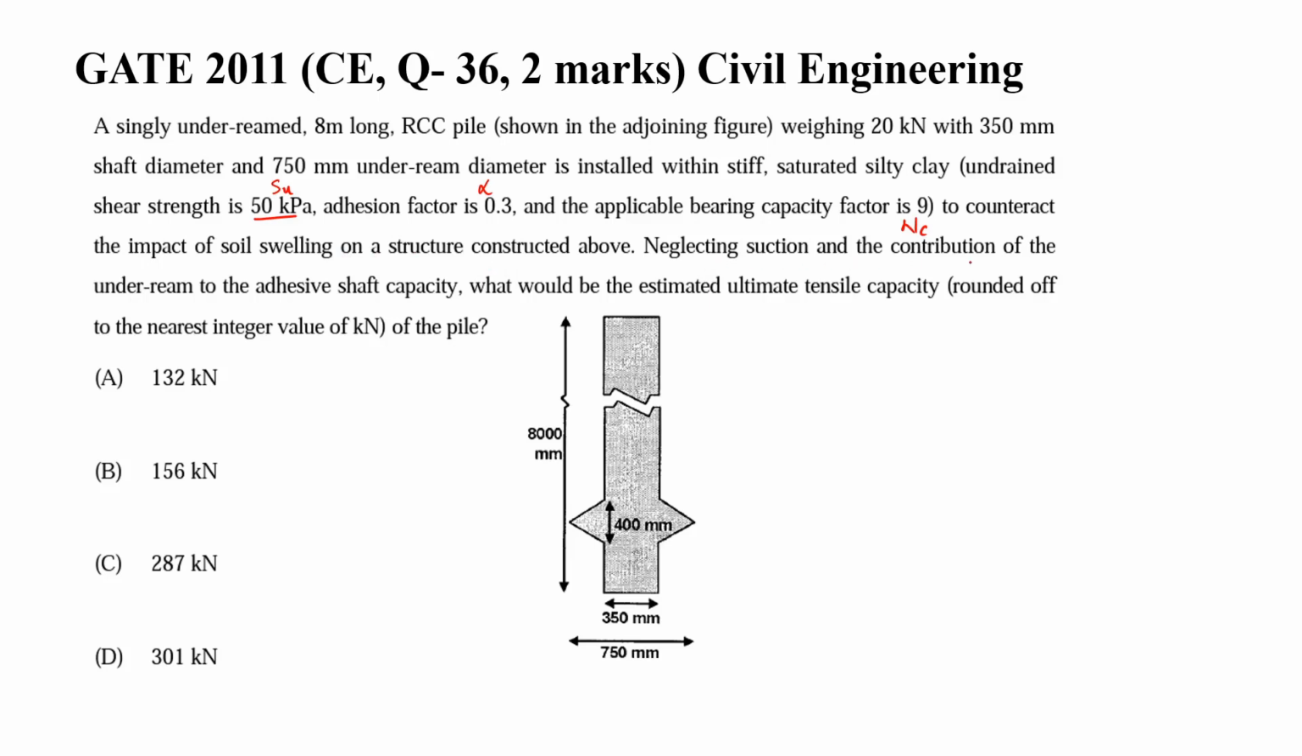Neglecting suction and contribution of underream to the adhesive shaft capacity, what would be the estimated ultimate tensile capacity? It should be rounded off to the nearest integer value of kilonewton. So what is the ultimate tensile capacity of the pile? The first thing we should know is this is an underreamed pile. So let's discuss something about underreamed piles.